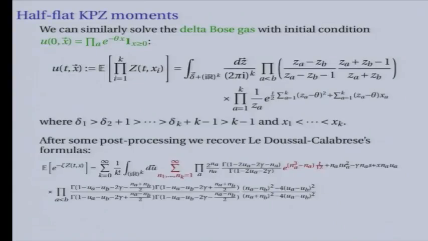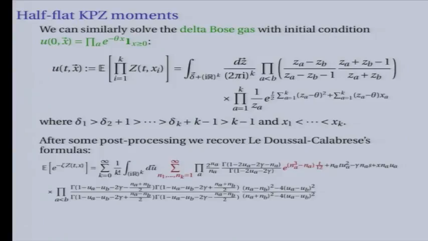By the way, in the half-flat case, one can use the same idea to solve the delta Bose gas. And when one solves the delta Bose gas, this is the formula we get. It can also be obtained as a limit of the ASEP formulas. And after playing with them a little bit, one can get to the formulas that Le Doussal and Calabrese had gotten for the delta Bose gas, with semi-infinite conditions.